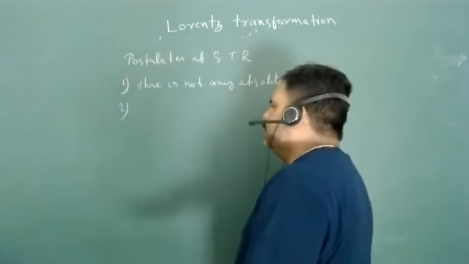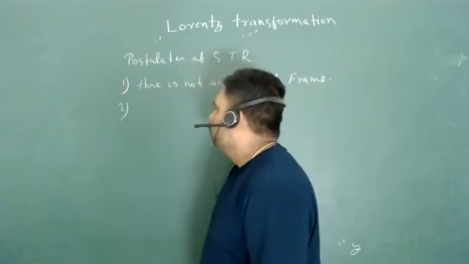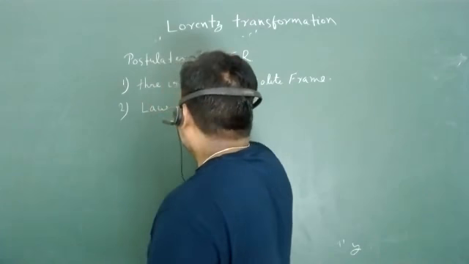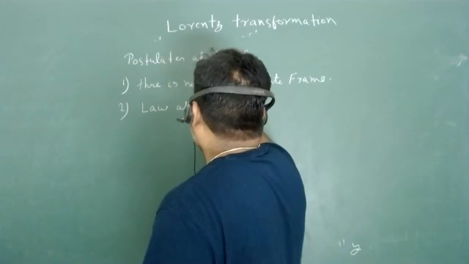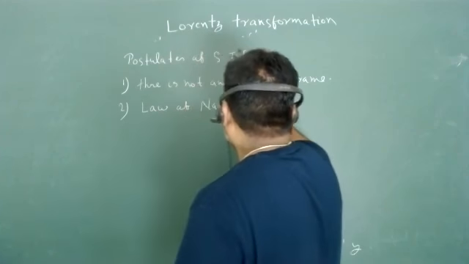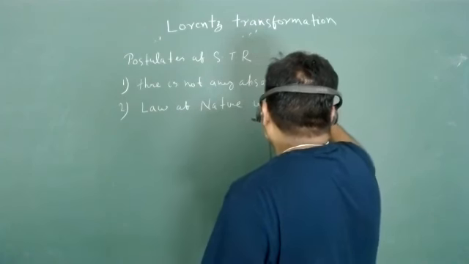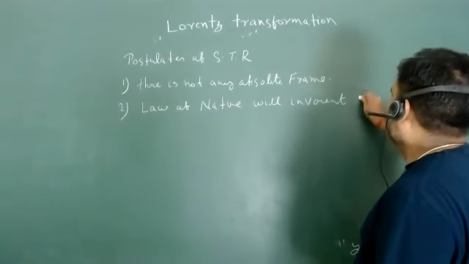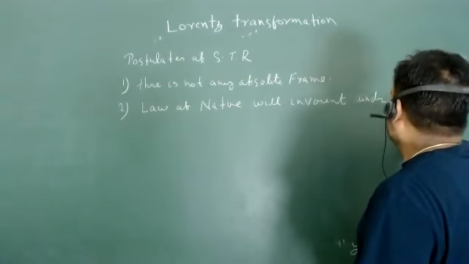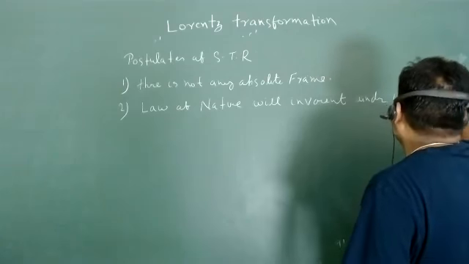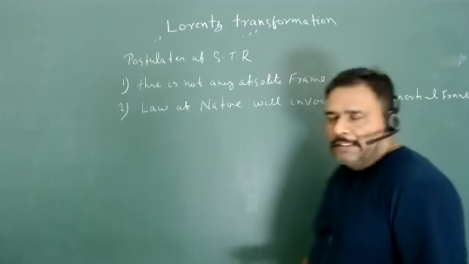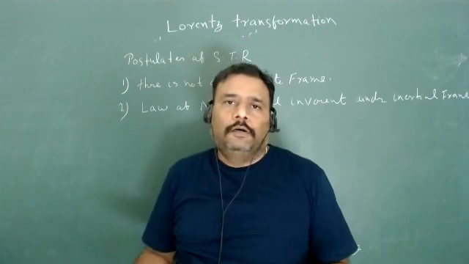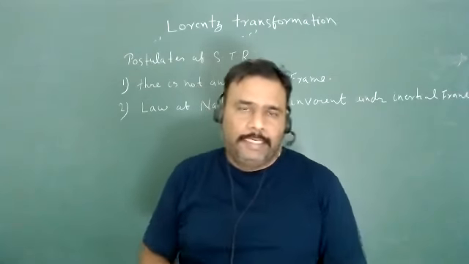The second postulate is again derived from the Galilean one, and this is all about the law of nature. The laws of nature will be invariant under inertial frames. What are the laws of nature? Different types of laws. Suppose you are talking about Newton's law. This is a law. The form of the law should always be the same.